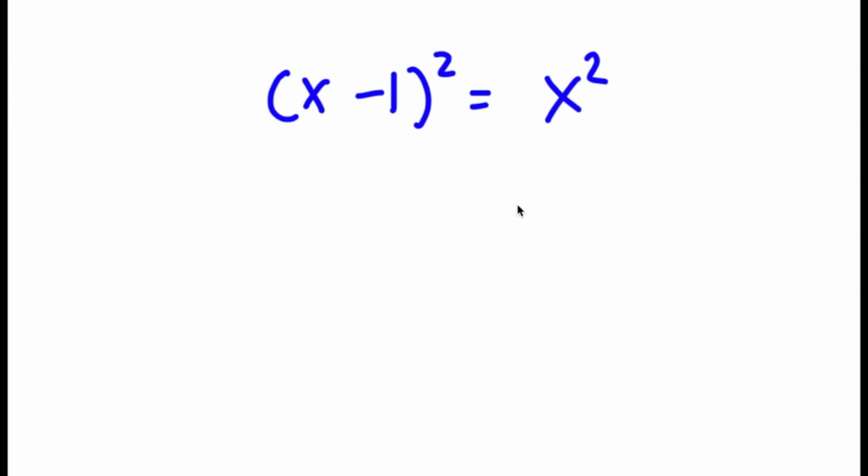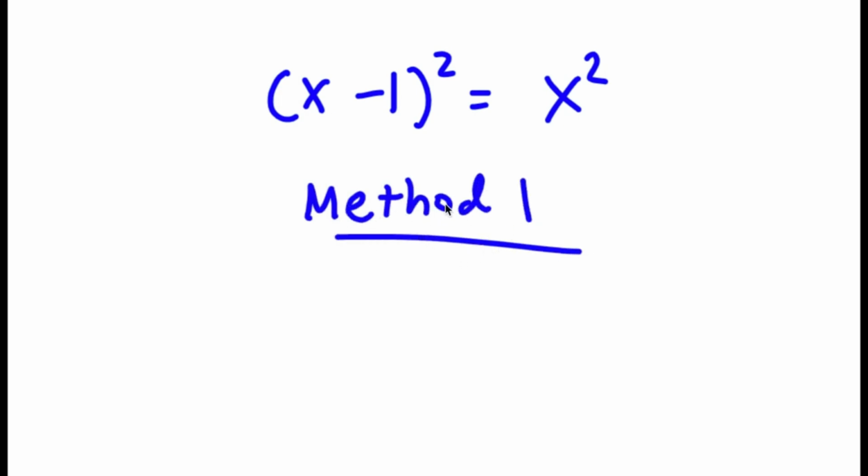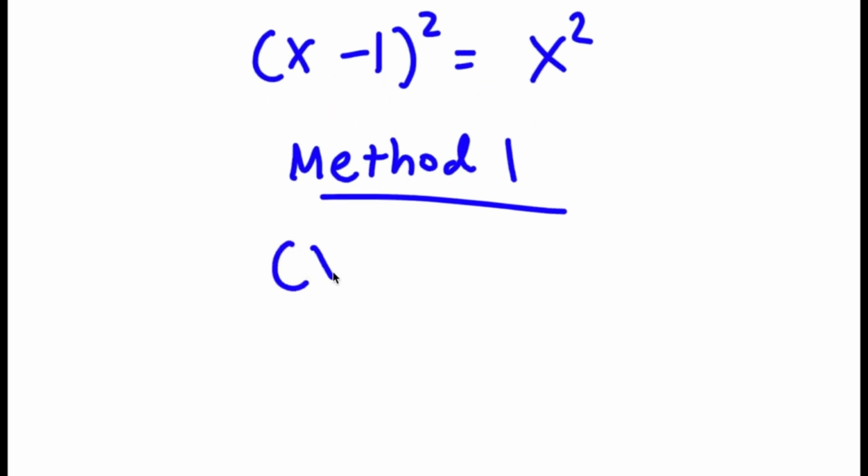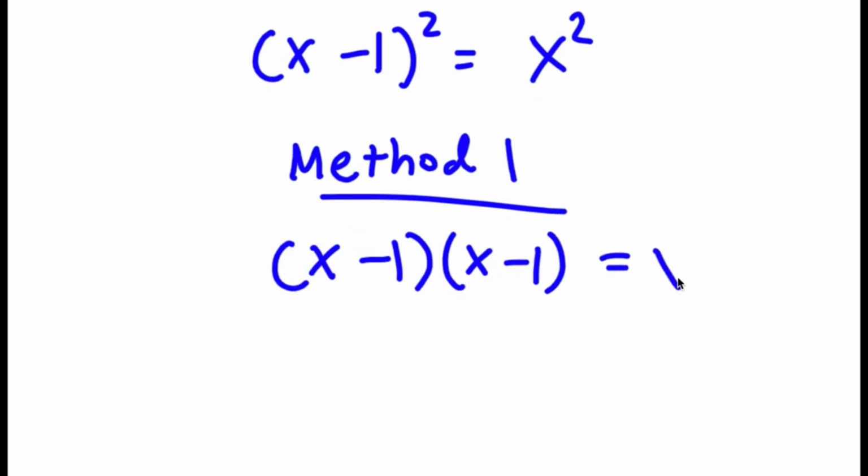Alright guys, so in this problem, I have (x − 1)² = x². To solve this, I actually have two different methods. For method 1, I'm going to start by rewriting (x − 1)² as (x − 1)(x − 1), and this is equal to x².